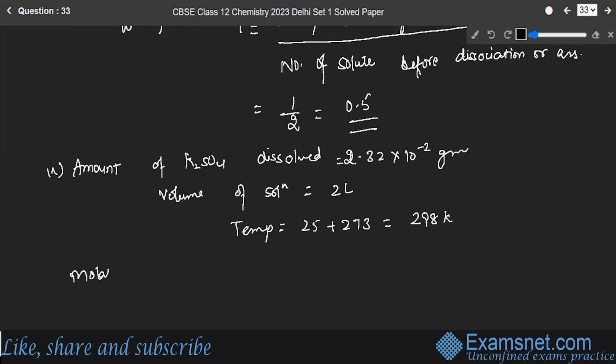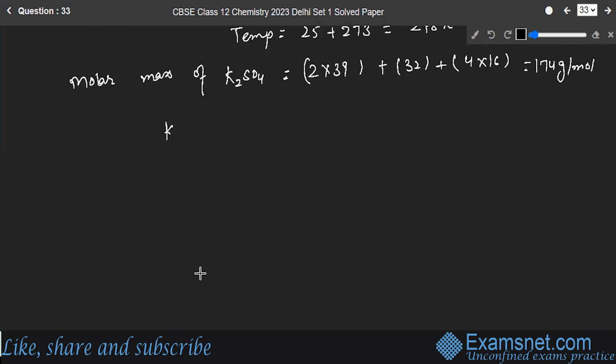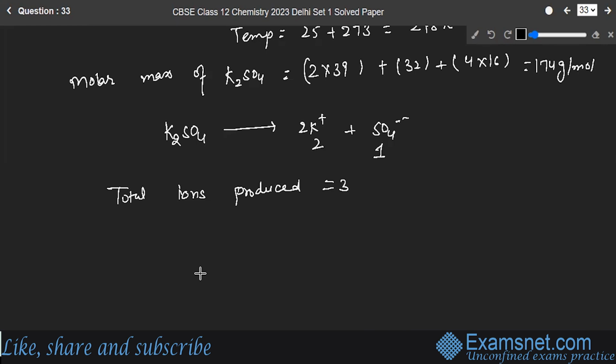So molar mass of K2SO4 is given by 2 into 39, sulfur is 32, and SO4, 4 into 16. This will give you 174 gram per mole. Since K2SO4 dissociates completely to give you these ions, 2 and 1, total ions produced is equal to 3. So that means you have i is equal to 3 and pi is equal to iCRT, where C is equal to n upon V.